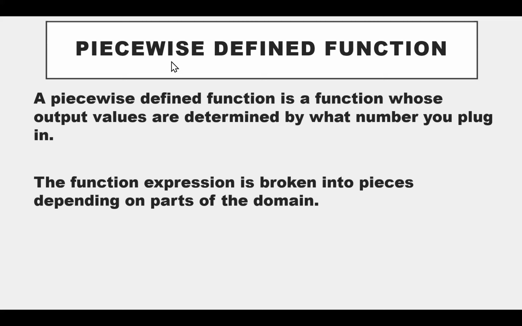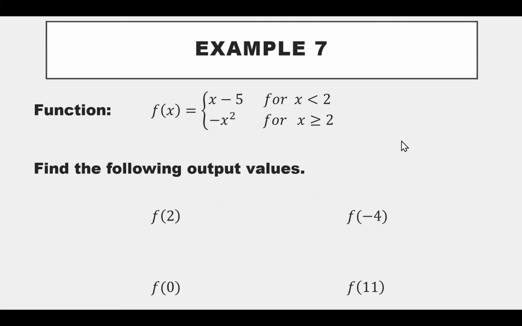It's called piecewise because we could have as many pieces as we want for determining the output values. Let's look at an example. Here we have a function f of x, and it says the function f of x is equal to x minus 5 for x values that are less than 2 and negative x squared for x values which are greater than or equal to 2.